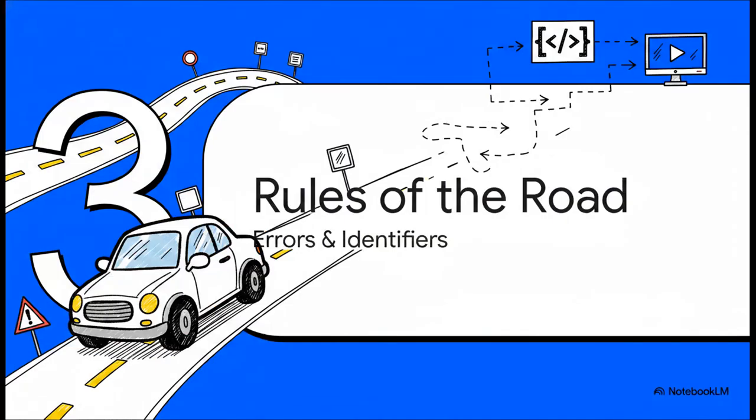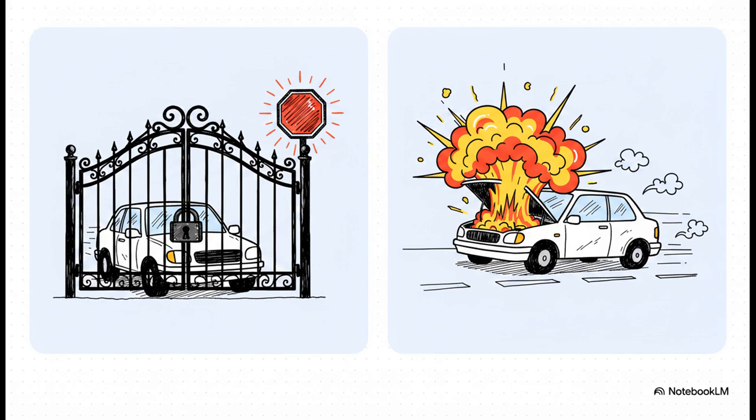Section 3, Rules of the Road. Time to talk about navigating errors and identifiers. Running your Python code is actually a lot like driving a car down the highway. If you break a basic traffic rule before you even get going, like you forget to close a bracket or misspell a keyword, the car won't even start. Python throws up a roadblock immediately.